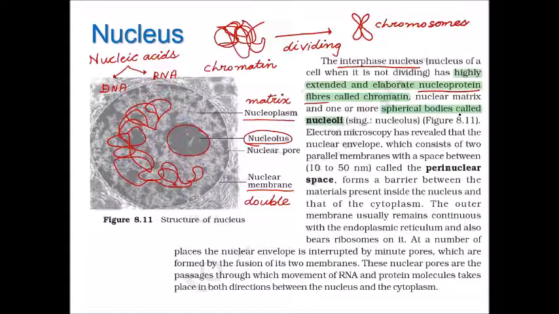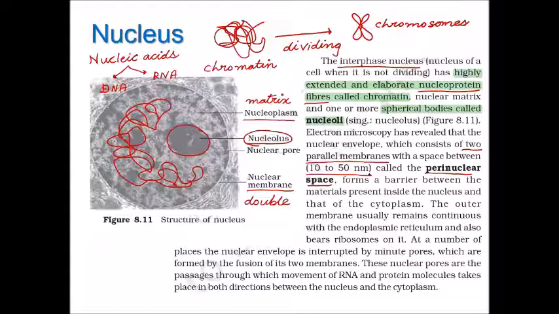Electron microscopy has revealed that the nuclear envelope consists of two parallel membranes. That is why we call it double membrane bound: the nuclear envelope has two membranes with a space in between, and the space in between is called the perinuclear space. So there is a space between the inner membrane and outer membrane, and the space is approximately 10 to 50 nanometers. This value is important.